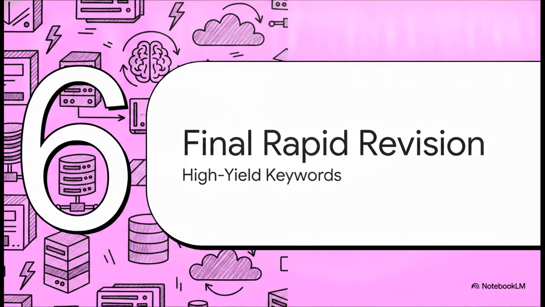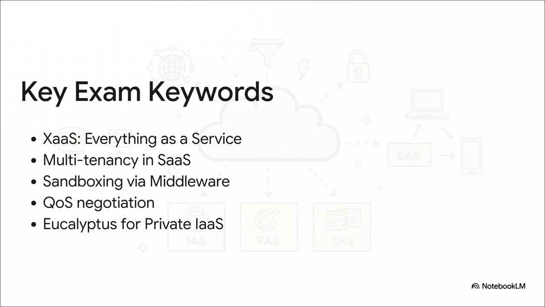All right, Section 6, our final rapid revision. Let's do some high-yield keyword recall. Let's lock this into your short-term memory before you walk into that exam hall. Remember these high-yield keywords: XaaS, multi-tenancy, sandboxing, QoS, and Eucalyptus. If you can clearly visualize that layered architecture diagram from memory, you are absolutely ready to ace this module.